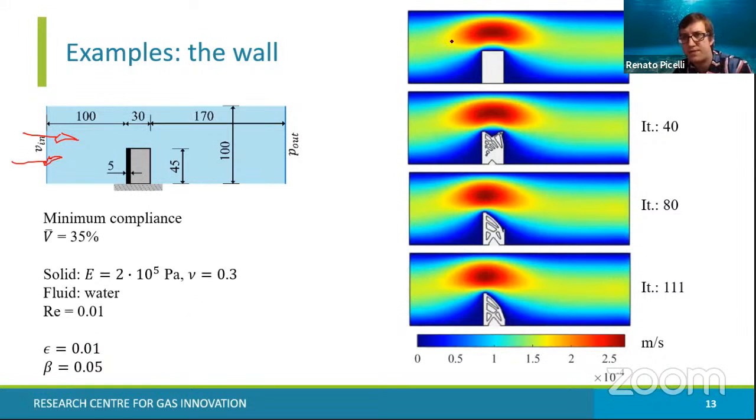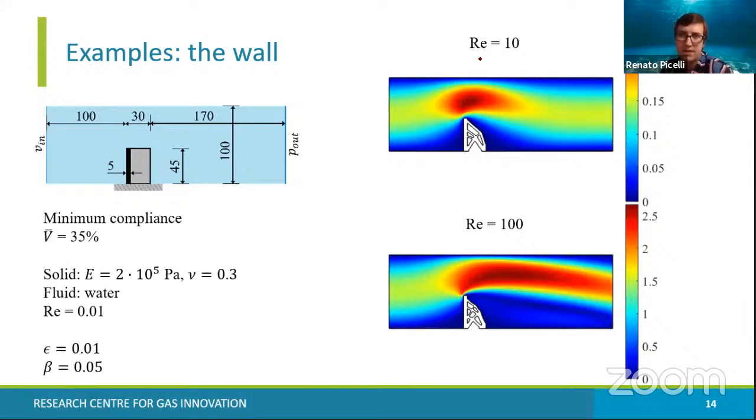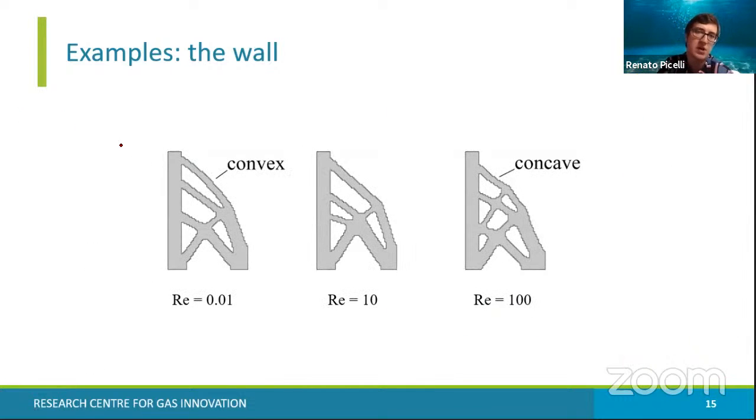You can see here, from iteration 0 to 111, how material is being removed and the fluid occupies the region where originally was the design domain. Okay, this is for a very low Reynolds number. This is for Reynolds 10, and this is for Reynolds 100. We are seeing here the velocity field of the fluid, but we can clearly identify how the structure looks like. But here is the trimmed geometry.